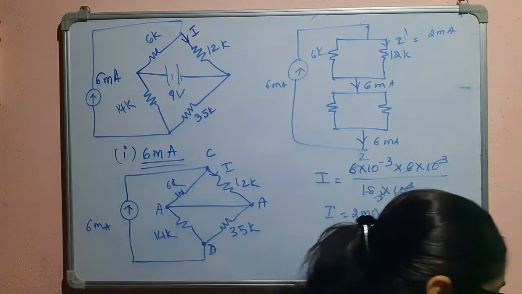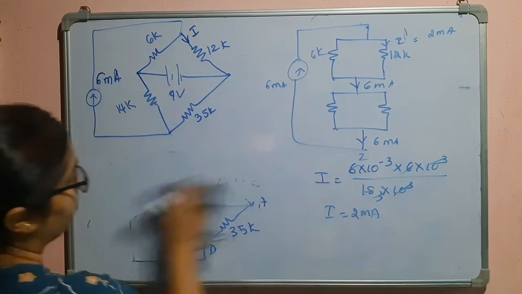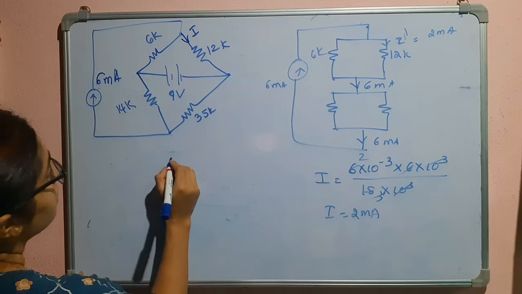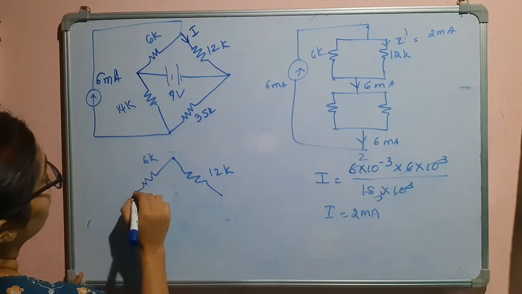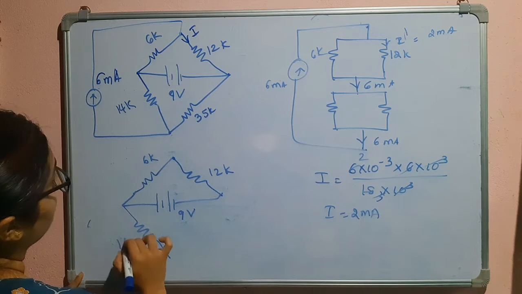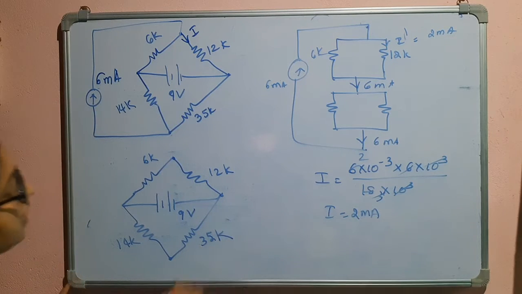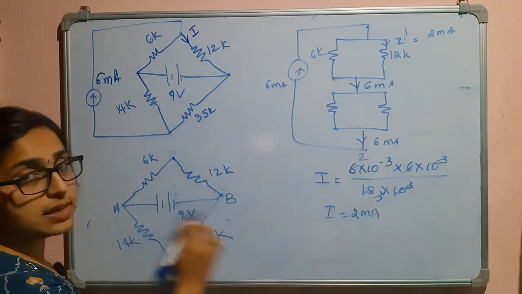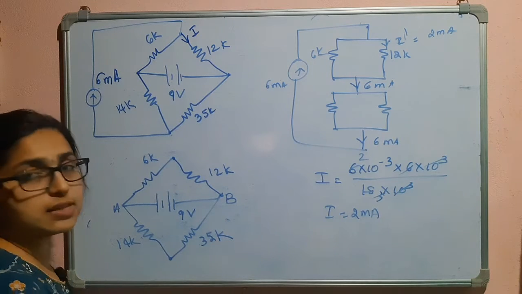Now we will take into consideration the effect of the 9 volt voltage source. Here we will open this current source. We are left with this 6K, this 12K, this 9 volt source, this 14K, and this 35K. Now we can see these points A and B. If I consider this as A and B, we can say that these two resistors are in series.